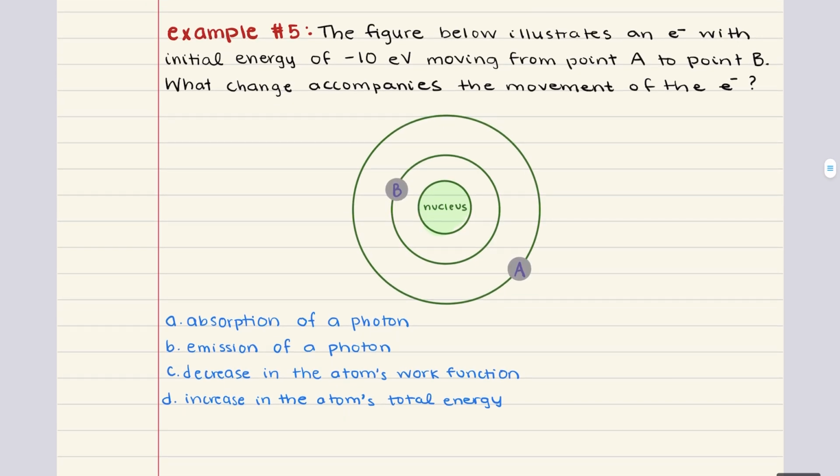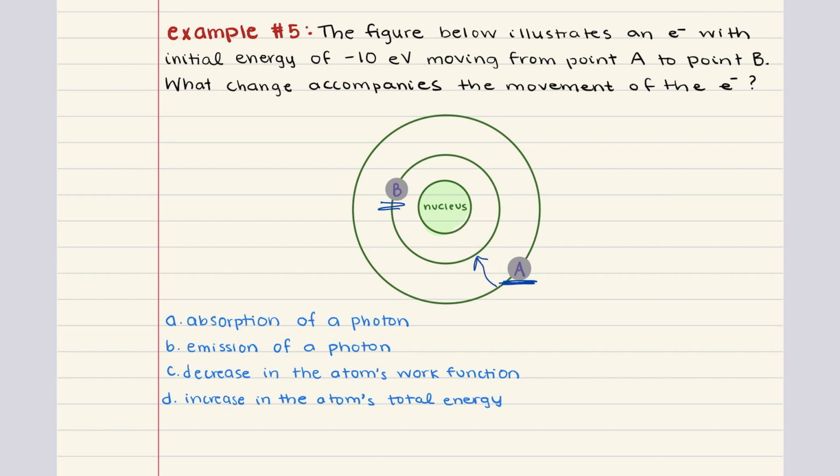Problem 5 says the figure below illustrates an electron with initial energy of minus 10 electron volts moving from point A to point B. What change accompanies the movement of the electron? So in this problem, an electron is transitioning from point A, which is further from the nucleus, to point B, which is closer to the nucleus. The electron is essentially moving from a higher energy level to a lower energy level.